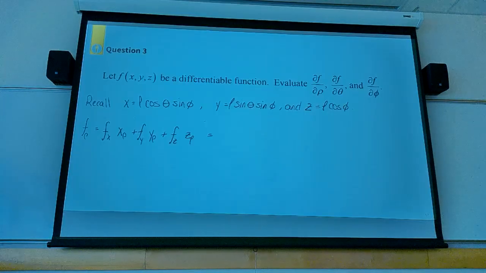It's a gotcha question. It's just partial of f with respect to x. We don't know what f actually is, so it stays as partial f, partial x. What is the partial of x with respect to rho, though? Cosine theta sine phi.